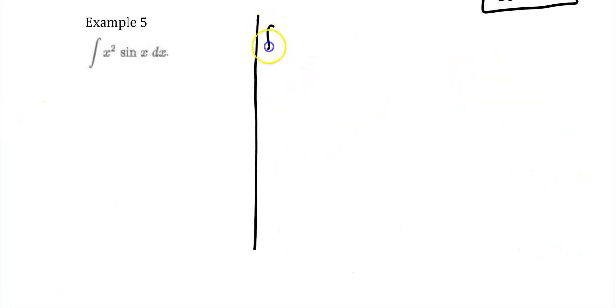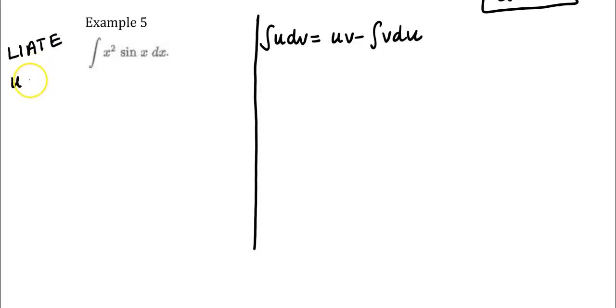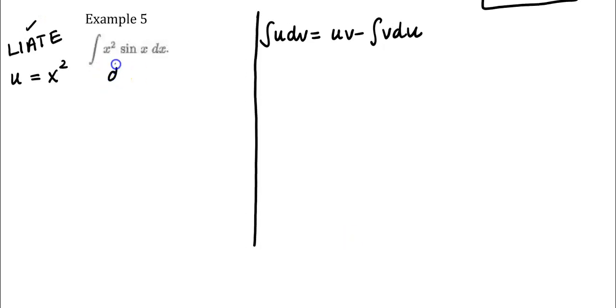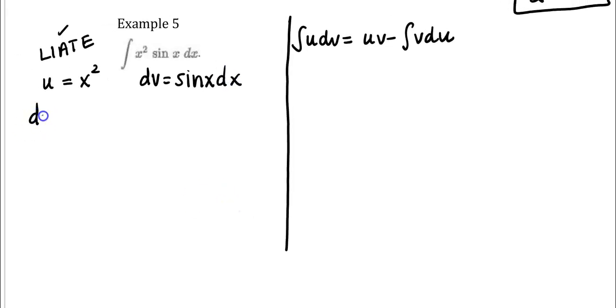I begin with thinking of how I want to choose my u. There's no logarithmic expression, there's no inverse trig expression, but there is an algebraic expression, it's x squared. So dv will be everything else that's in the integral, sine x dx. To get du, we will take the derivative of u, and to get v, we will take the integral of dv.